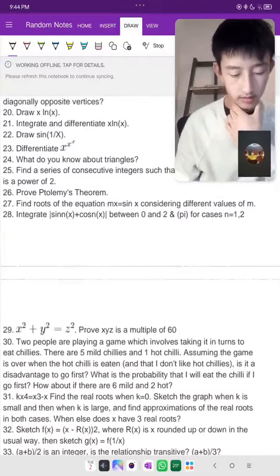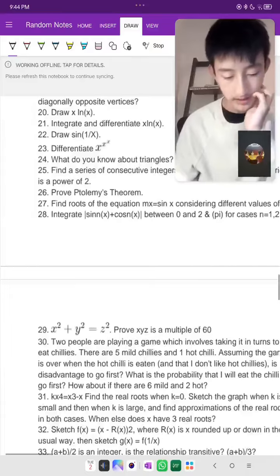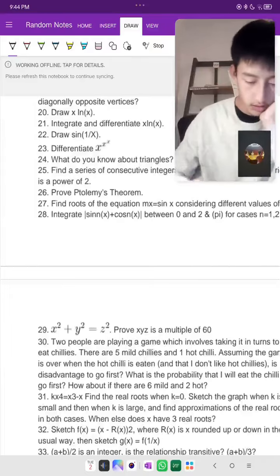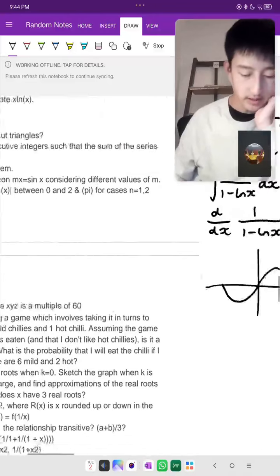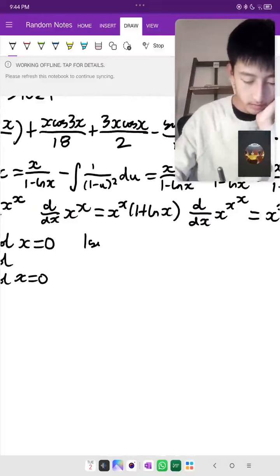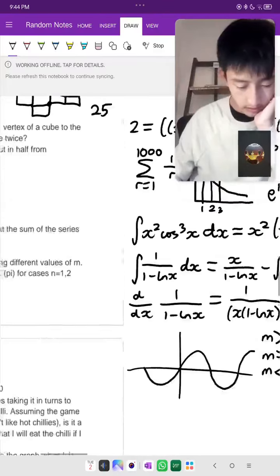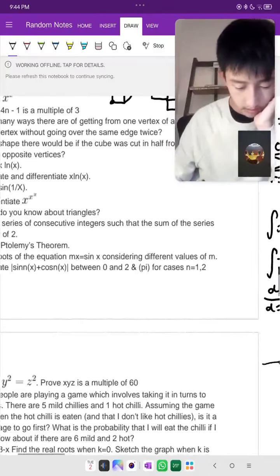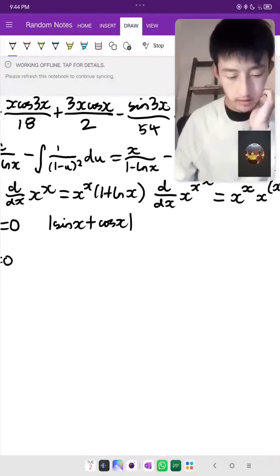Integrate mod, is that sine to the n of x or sine nx? I'm going to assume it's sine nx. Okay, so sure. Let's start with mod sine x cos x then. No, mod sine x plus cos x. Then this is from 0 and I assume 2 pi. So from 0 to 2 pi.